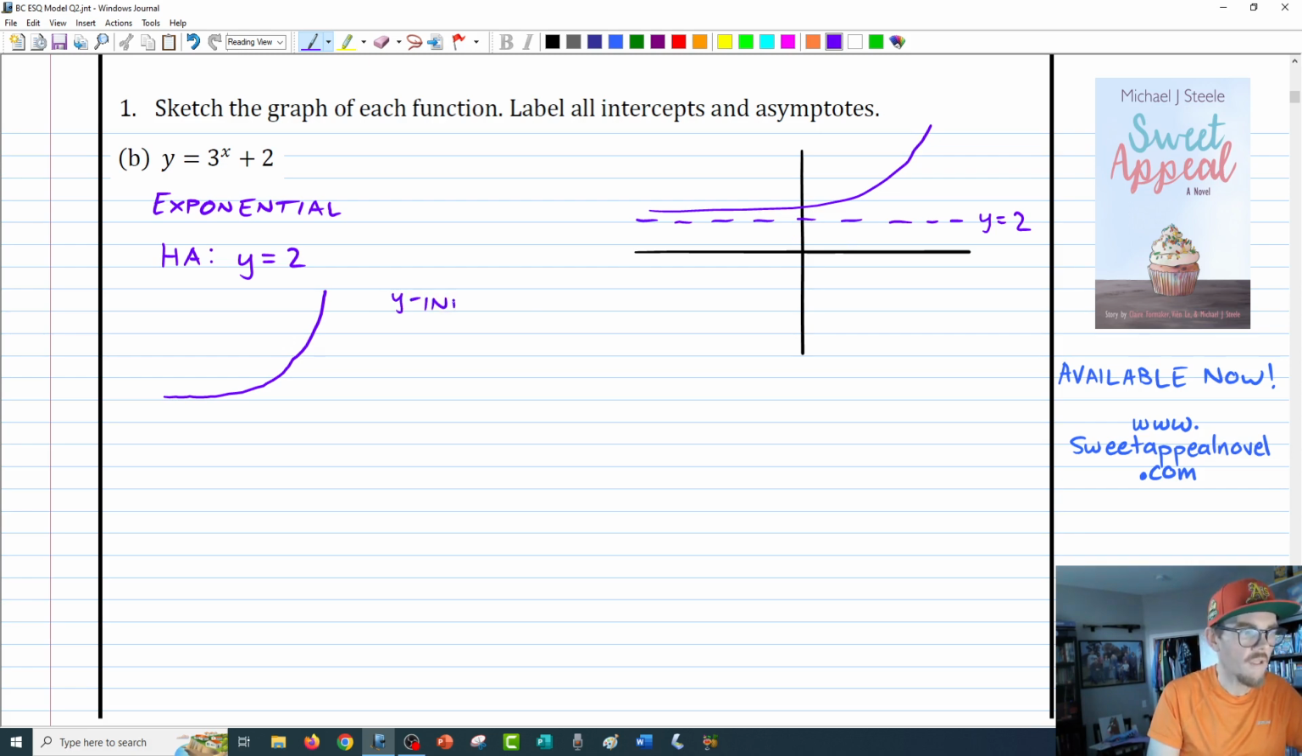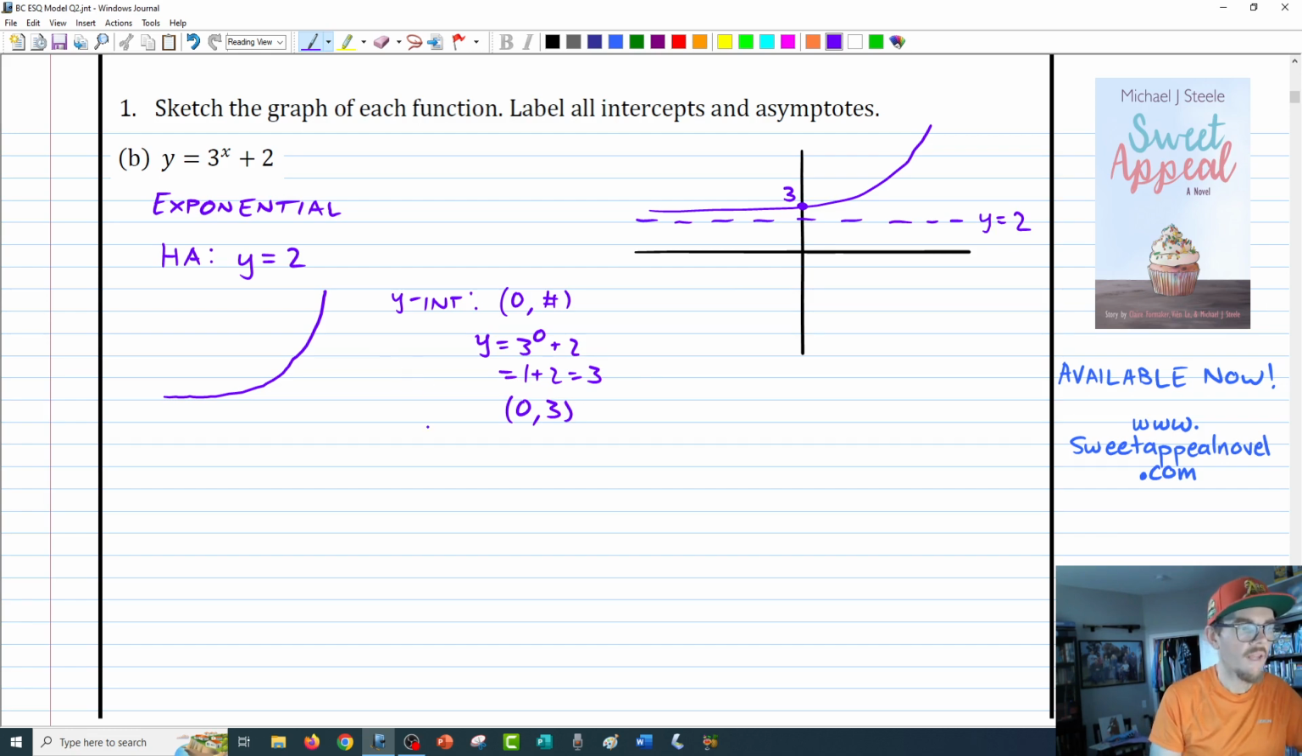I'll start with the y-intercept in this case. The y-intercept will happen when x is equal to 0. So if we plug in 0, we get y equals 3 to the 0 plus 2, which is not 2, even though your brain's telling you that. This is 1 plus 2 equals 3. So we're going to have a y-intercept at (0, 3). I'm going to go ahead and label that right here as 3.